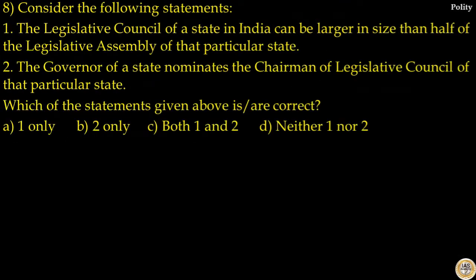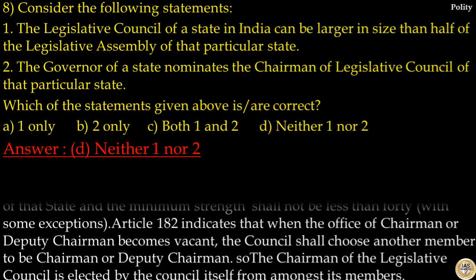Question number 8. Consider the following statements. 1. The Legislative Council of a state in India can be larger in size than half of the Legislative Assembly of that particular state. 2. The governor of a state nominates the chairman of Legislative Council of that particular state. Which of the statements given above is or are correct? The answer to this question is option D. Neither 1 nor 2 of the statements is correct.